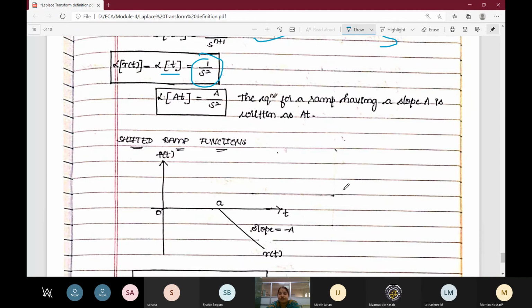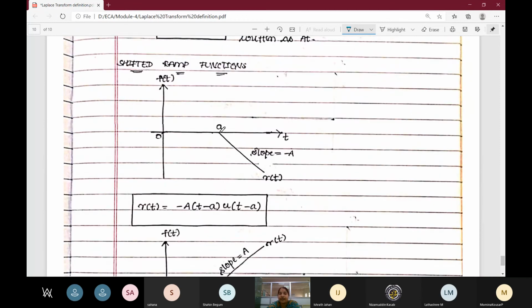If the ramp function is shifted, starting from some point a and not from 0, and it has a slope of minus a because it is in the downward direction, how will you write it? The ramp function is always written as a of t. It has a slope of minus a, so minus a of t. Since it is shifted, that is, it is starting from a, we will write minus a into t minus a, because it is shifted. That means plus a, it is starting from here.